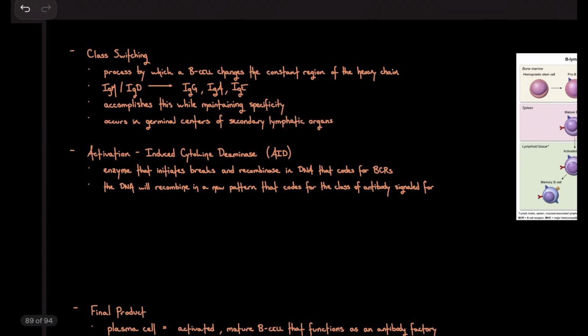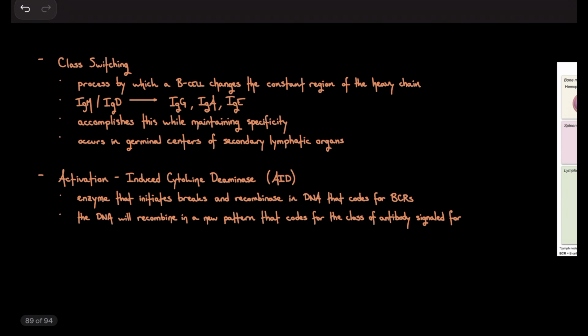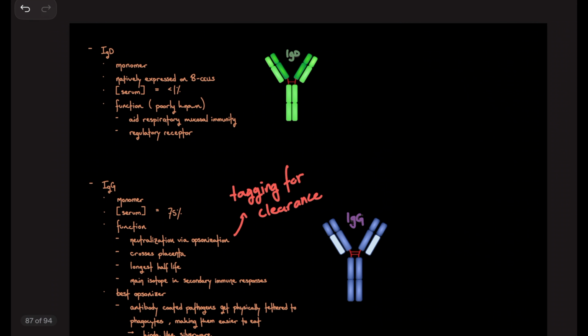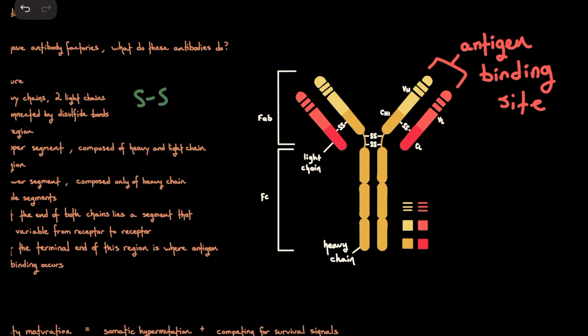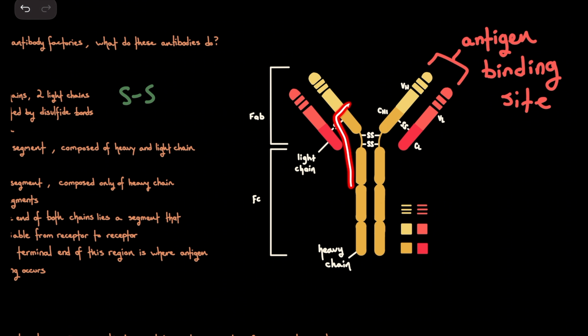Okay. So I've already hinted at this. We start with IgM, maybe a little bit of IgD, and then we have to class switch into our other friends. So, class switching, the process by which B cells change the constant region of their heavy chain. So let's go back really quick. So I'm changing this right here. I'm messing with the DNA that makes this up.